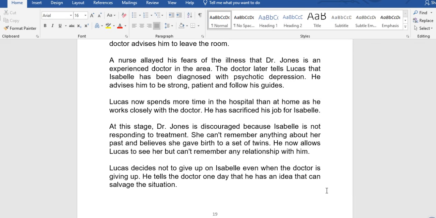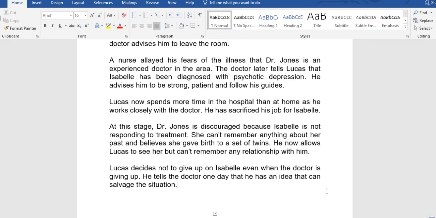Lucas now spends more time in the hospital than at home as he works closely with the doctor. He has sacrificed his job for Isabel. At this stage, Dr. Jones is discouraged because Isabel is not responding to treatment.